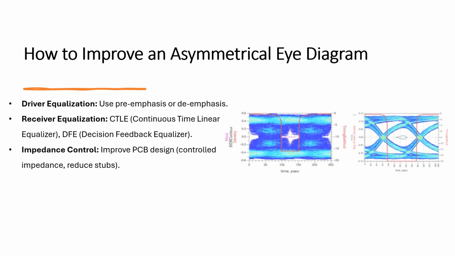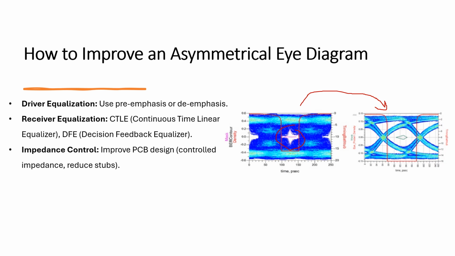So as you can see in the diagram on the right, before we implemented the equalization, my eye was completely closed and my bathtub contour was looking very stringent. But as we implemented the equalization techniques on it, as you can see, my eye diagram symmetry has been improved, as well as my eye diagram has been opened.